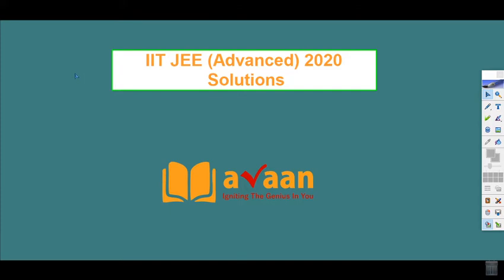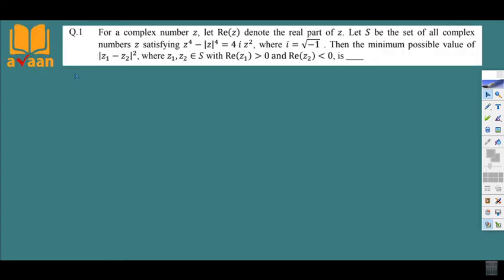A very nice paper. Let us go with the first question of paper 1. The topic is complex numbers. Quickly run through the question. In the meantime, let me just have a small diagram for us for reference, although not very much required.